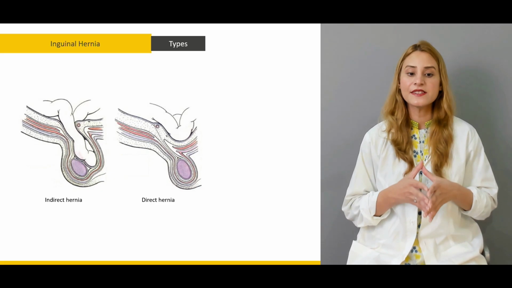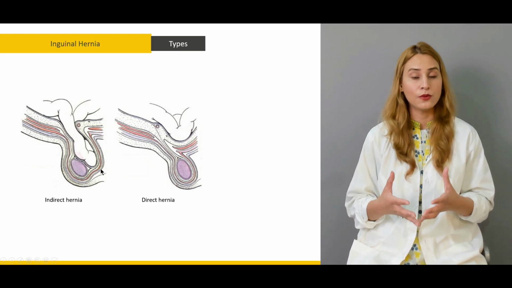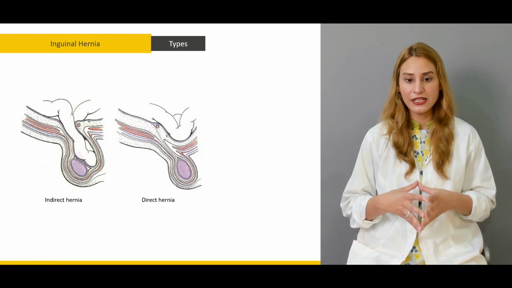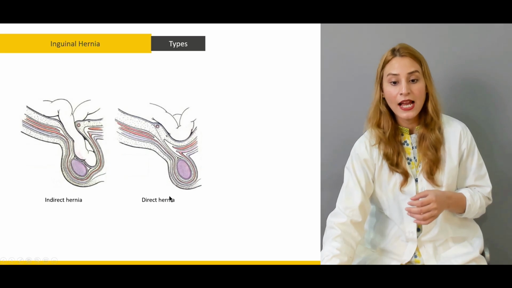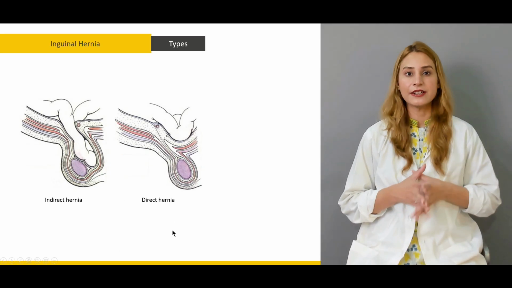So basically these defects are here, and it goes down into the scrotum as well, and the patient presents to you with an inguinoscrotal swelling. But that was about the indirect inguinal hernias.